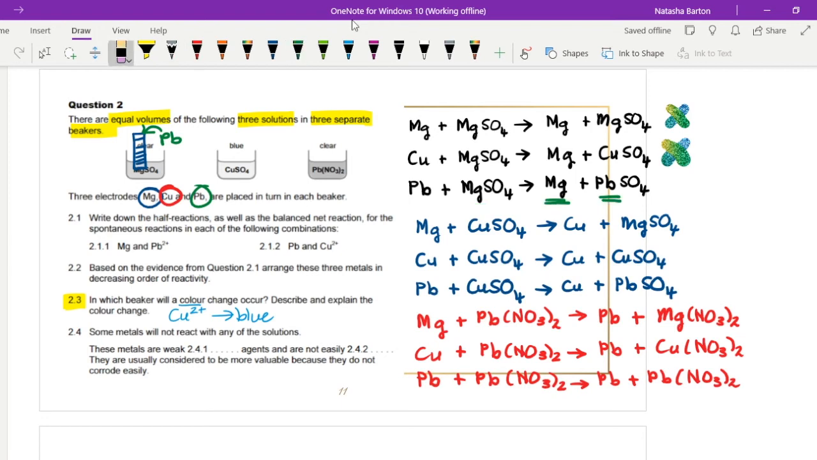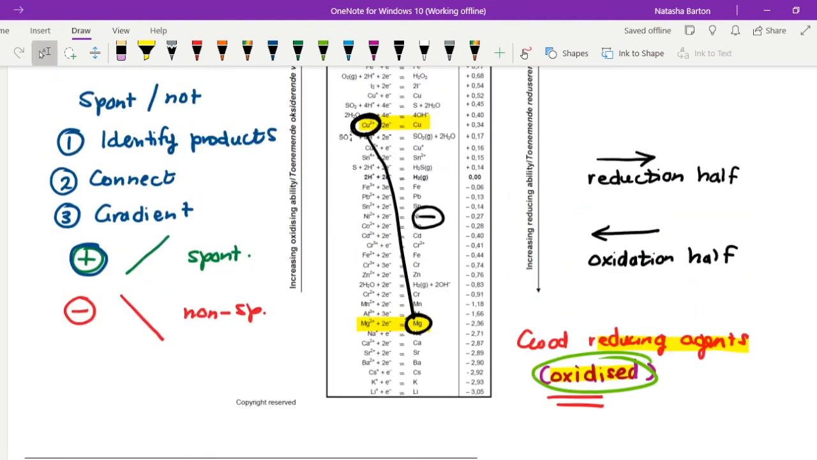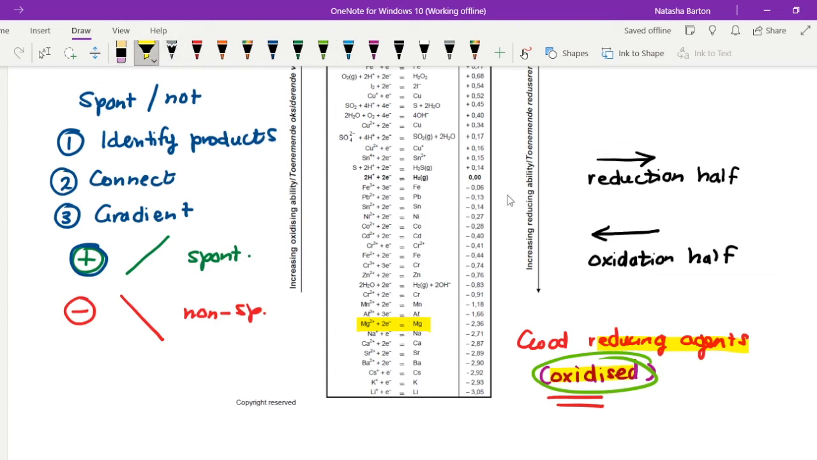Again, we would like to see if this reaction will happen spontaneously. So magnesium solid and lead ions will be our products. We've already highlighted the magnesium half reaction. Now we need to look for the lead half reaction. There it is. Remember, our products are lead ions and magnesium solid.